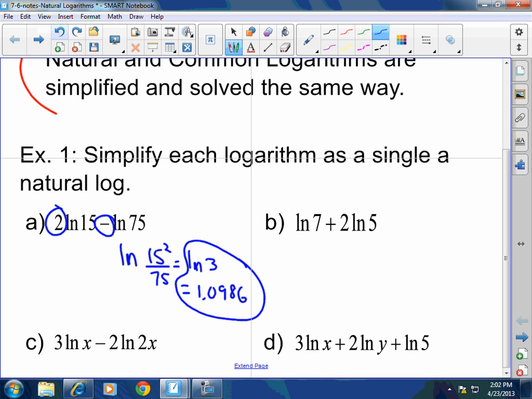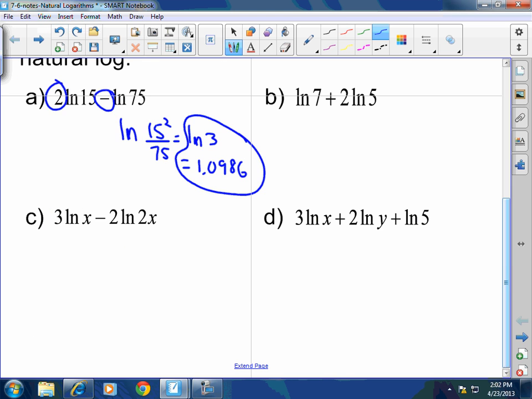Is that cool? Okay. So for B, I've got ln of 7 plus 2 ln of 5. Same thing as before. What do you think it's going to be? Come on, you tell me. ln of 7 times 25, which is 5 squared. Very good. So I believe that's going to be ln of 175. Okay, there it is.